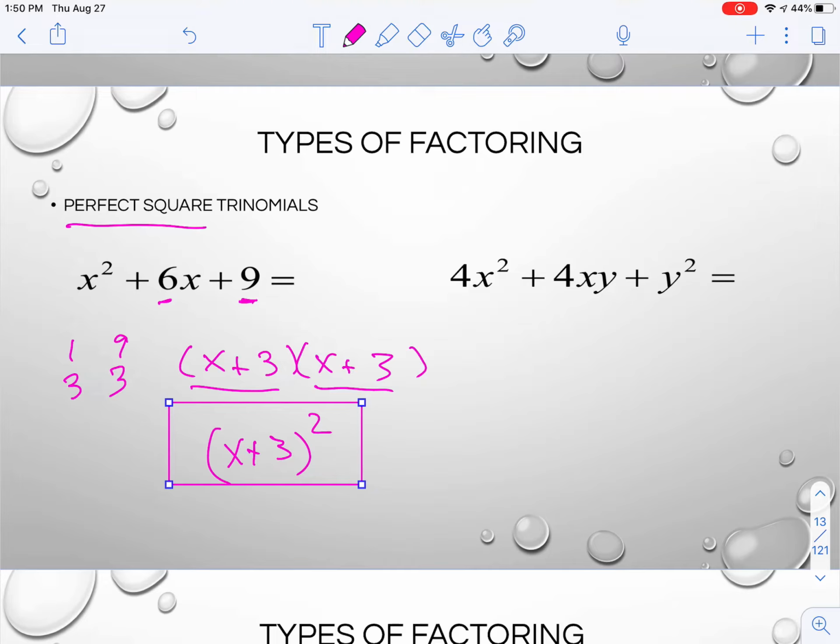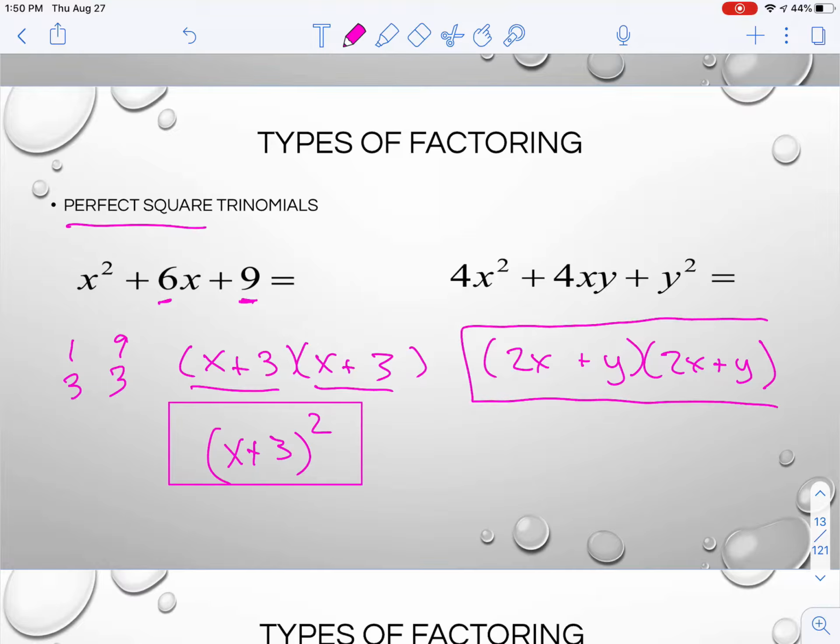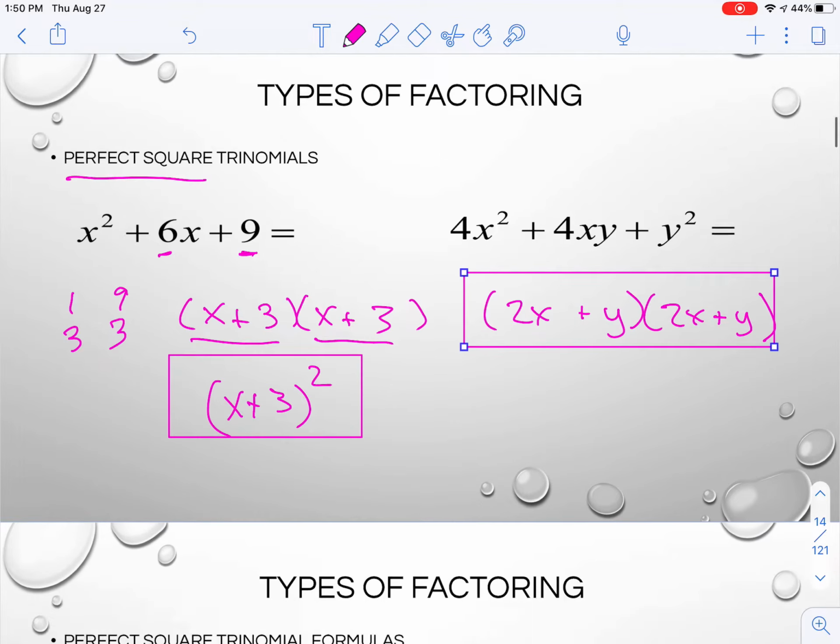This one here is a little bit tougher. This one's actually going to be 2x plus y times 2x plus y. If we would foil that back out, that's what we would get. So 2x times 2x is 4x squared. 2x times y is 2xy. We get another 2xy underneath. Y times y is y squared.